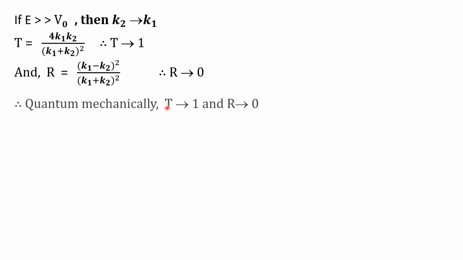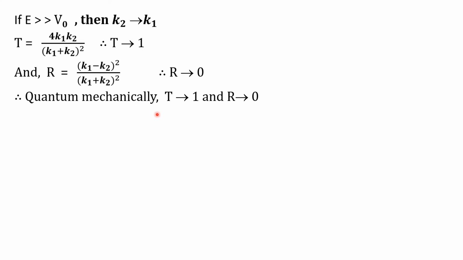But the total probability is always equal to 1. What is the quantum result? Quantum mechanically we prove that there is partial transmission and partial reflection. Now what is the probability of transmission? T tends towards 1, since the total energy is very much greater than the height of the potential barrier. There is a maximum transmission of the particle. But at the same time, a partial reflection is also possible for the same case, which means R is not equal to 0, R tends towards 0.